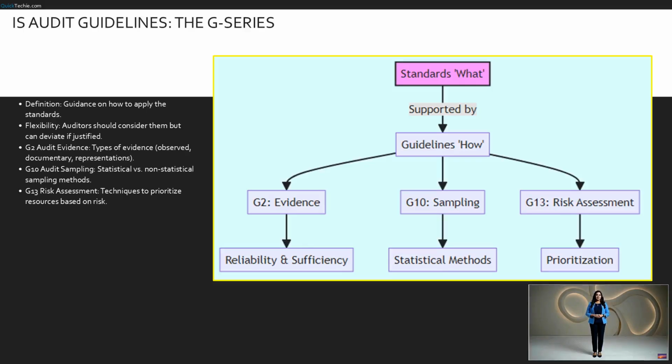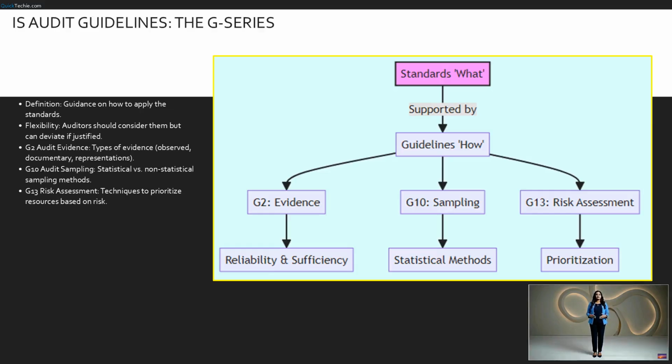For example, Guideline G2 dives deep into audit evidence, explaining the difference between observing a process and reviewing documents. Guideline G10 helps us design audit sampling, discussing statistical versus non-statistical methods to ensure we look at enough data. Guideline G13 is crucial for planning, detailing how to use risk assessment to allocate your limited resources effectively.